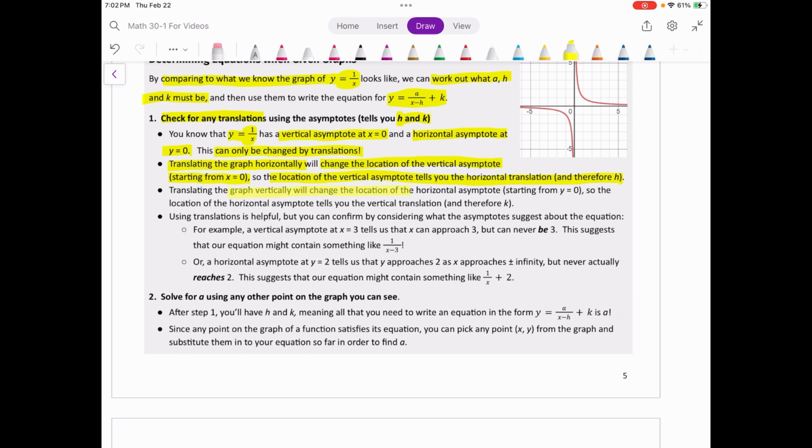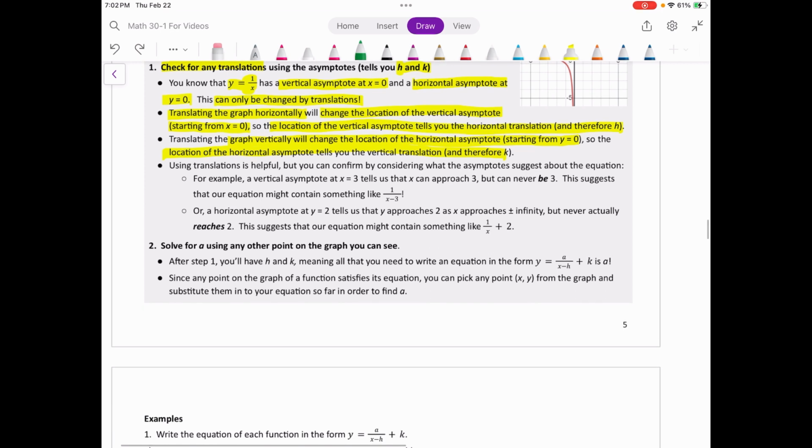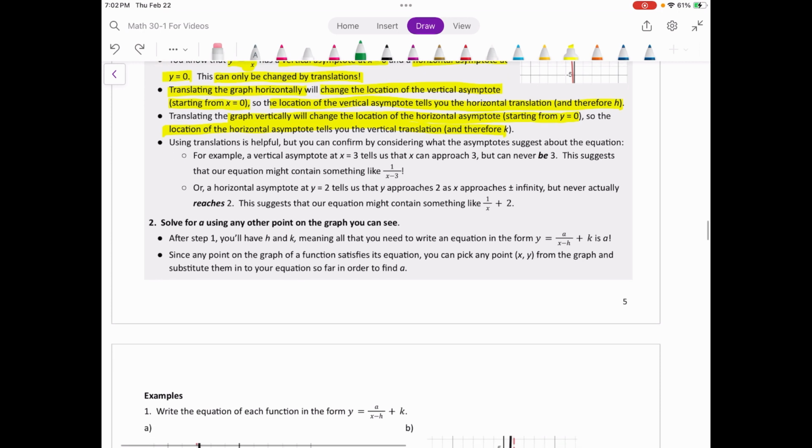Translating the graph vertically is going to change the location of the horizontal asymptote, and it's also starting from y equals 0. So wherever it ended up tells us exactly what the vertical translation was, and therefore k. Look at that. Just by finding those asymptotes, 2 down, 1 to go. We know h, we know k. If we can figure out a, we can write the equation, as long as it's one that's in this form. Like I keep saying, there are ones today where this doesn't really work because they are not like the graph of 1 over x to begin with, but it works really well for ones that are like the graph of 1 over x.